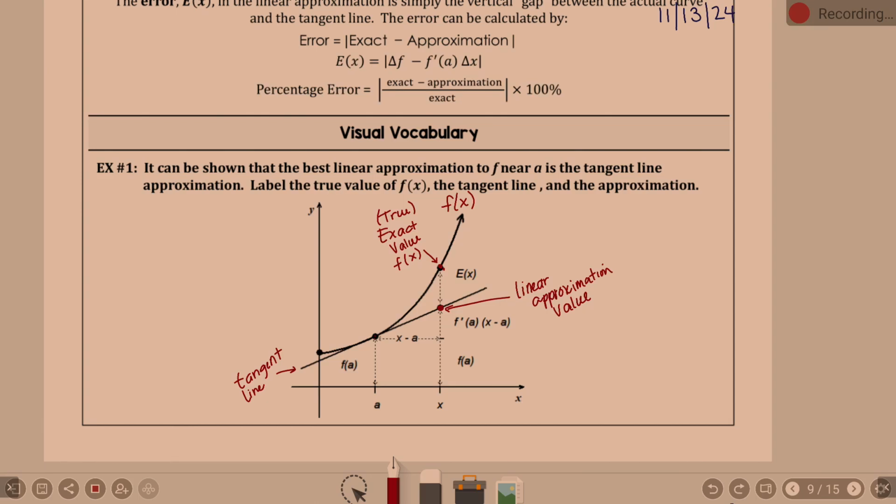You will notice e of x here. And if you looked up above, e of x represented the error. Okay, so e of x, and I don't know if you can tell here, but it is this gap between the 2 points, and that is your error. Error being the difference between the exact value and the approximation.